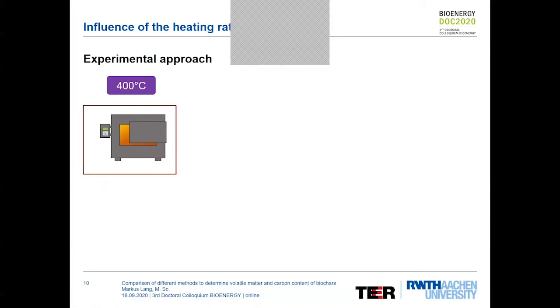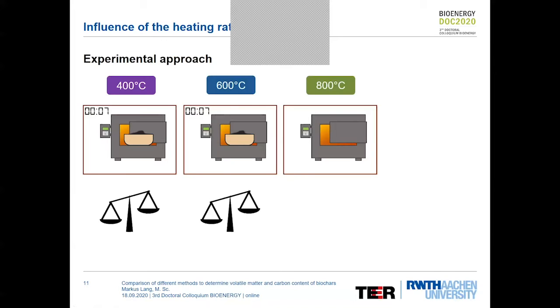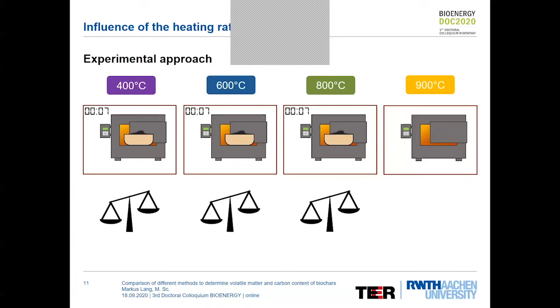After that, we did another investigation. We preheated the muffle furnace to 400 degrees and put the sample in it for exactly 7 minutes. After that, we weighed it and put the same sample after the first treatment in the preheated oven at 600 degrees, also for exactly 7 minutes. We weighed it, and then we did the same at 800 degrees and at 900 degrees to have a stepwise heating of the sample.